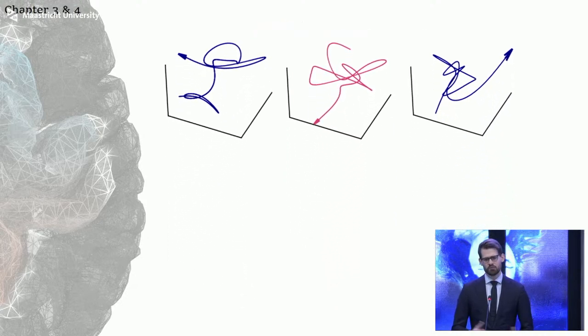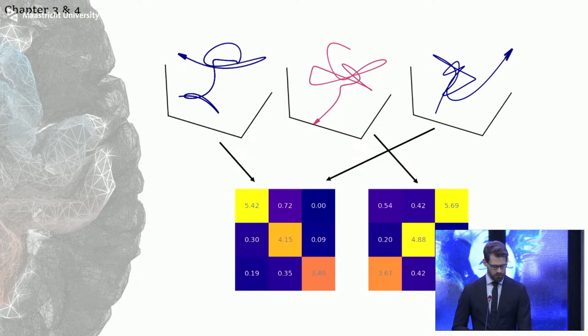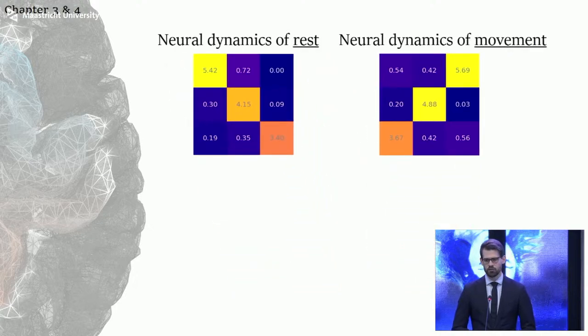And if you look at these lines, they're not particularly informative by just looking at them. But what we can do is capture the behavior of these trials, so the changes over time and the relationship between those variables, by getting a numerical representation. So one of these matrices is a numerical representation of what happens in that line. And then from all the movement trials and all the rest trials, we can take the average. So we have a stereotypical matrix of move and of rest. And we call these the neural dynamics of rest and the neural dynamics of movement, because they capture the changes over time. So now we have the numerical description of what a typical movement trial and rest trial looks like.